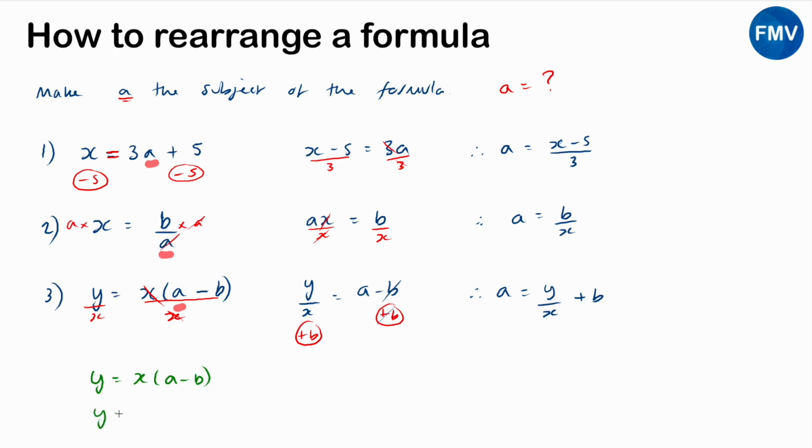So now I get y is equal to ax minus bx. I want the a on its own, so I get rid of minus bx first by adding bx to both sides. So now I've got y add bx is equal to ax. I want rid of the x, so I divide both sides by x. So don't forget I'm dividing this side by x and I'm dividing all of this by x. So they cancel and I'm left with a is equal to y plus bx over x.